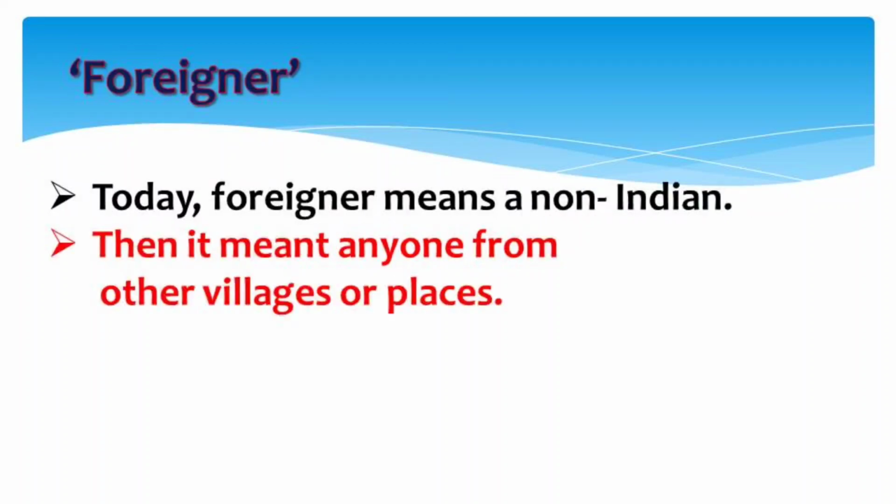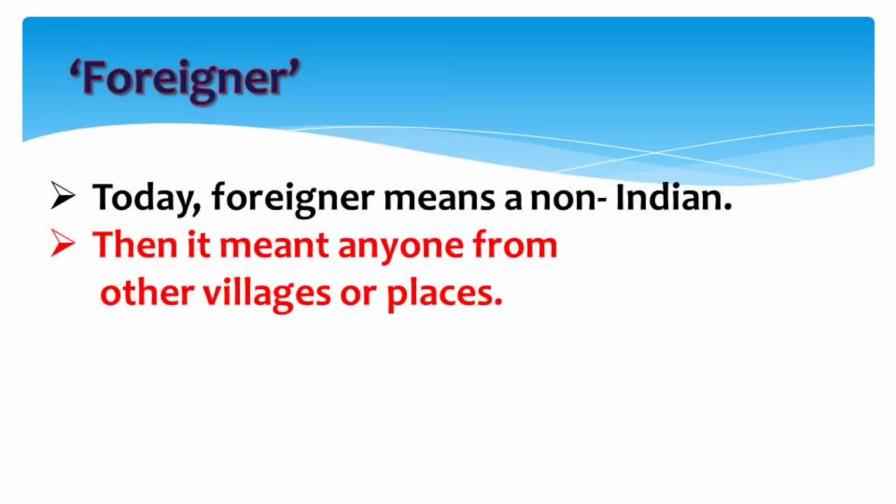Let us see another example. The word foreigner. Today the word foreigner means a non-Indian. If a Pakistani comes here, we call him a foreigner. Or if a person from America comes here, we call him a foreigner. So today foreigner means a non-Indian. One who is not an Indian is a foreigner. But in the past it was not like this.